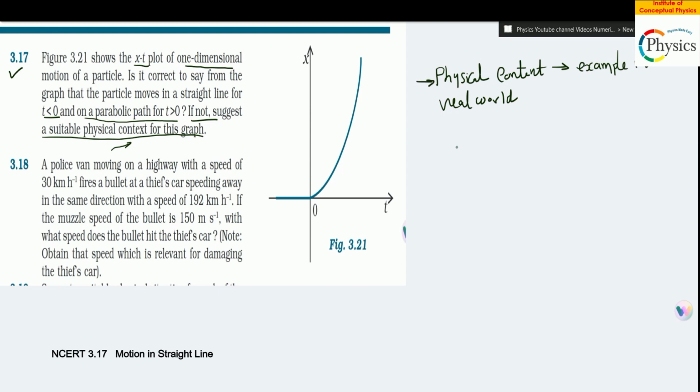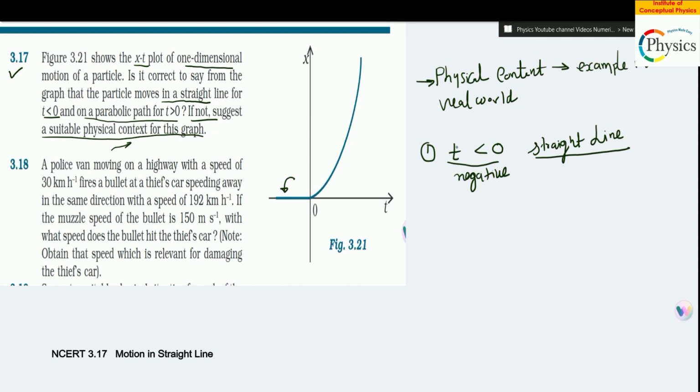It says, is it correct to say from the graph that the particle moves in a straight line for t less than 0? So my first problem is t less than 0. Is it correct to say that the particle moves in a straight line? If we talk about a straight line and t less than 0, my first problem is, how can time be negative? T is less than 0.